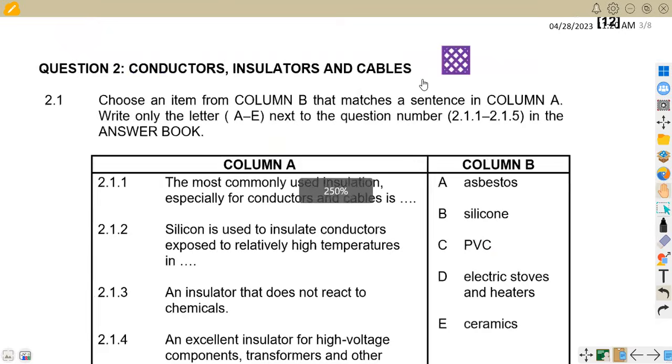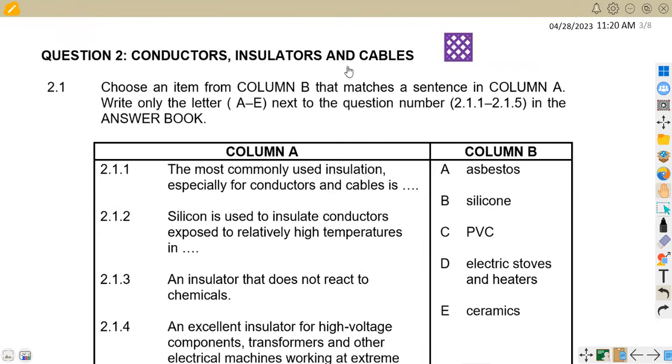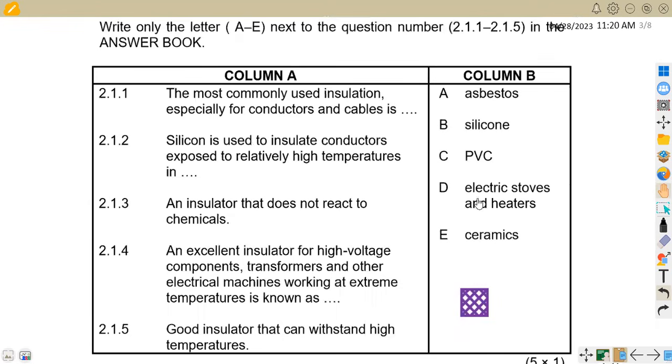We move on to question 2 on conductors, insulators, and cables. 2.1, choose an item from column B that matches a sentence in column A, write only letter A to E. So you're just going to take the letters from column B which match the description in column A. On the first part, 2.1.1, the most commonly used insulation, especially for conductors and cables, is PVC in this case, which is C. So the answer there is C.